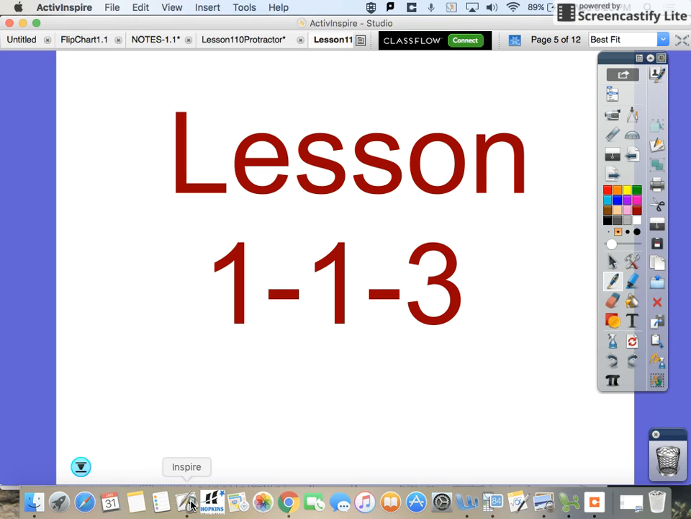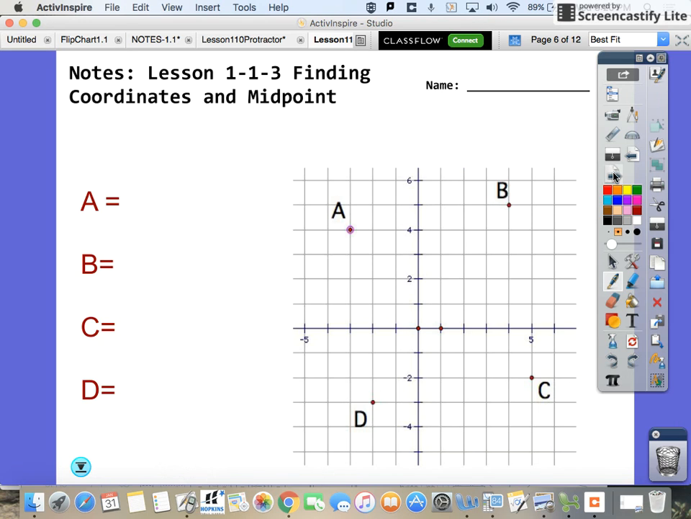Okay, we are on lesson 113, which is actually just a little bit more work with midpoints, but this time you have to find the coordinates yourself, given a coordinate plane. So more practice with midpoints. First thing we need to do is find the coordinates of A, B, C, and D.